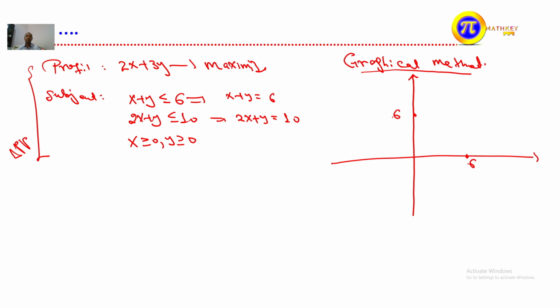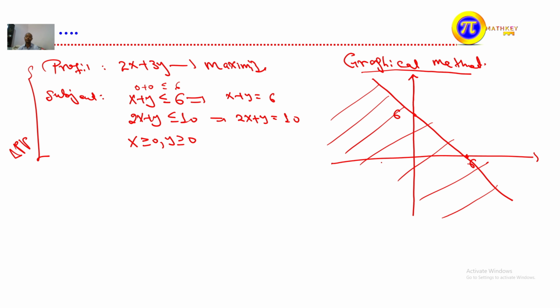Since it is less than or equal, it includes all points on the line, so use a bold line. Since (0, 0) is on one side of this line, check whether it satisfies the inequality. 0 plus 0 is less than or equal to 6. Is it true or false? It is true, so we shade this region. This is the region that satisfies x plus y less than or equal to 6.